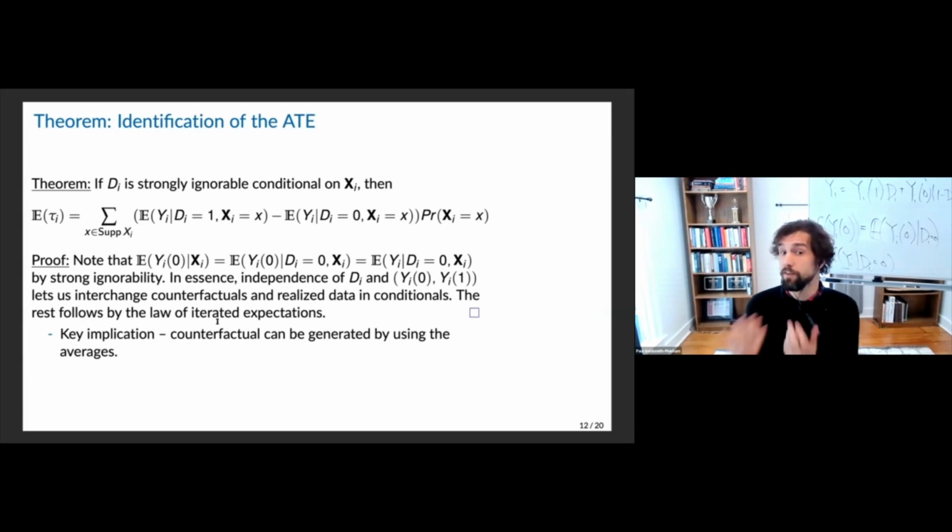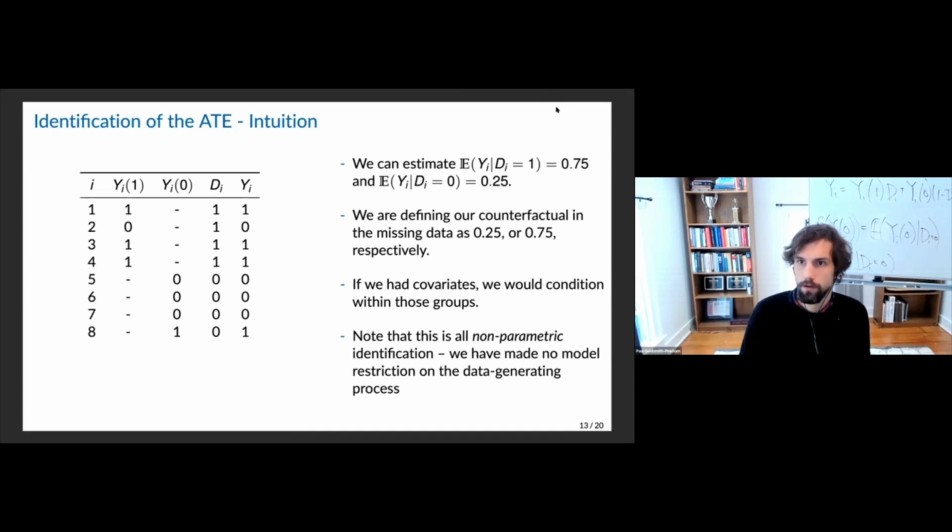So this is pretty awesome in the sense that the strong ignorability concept has given us a way to generate counterfactuals using averages. But as we'll see over the course of this class, this is the punchline for everything. Everything is going to be trying to use something to figure out what the counterfactual outcome is. So just to hammer this point home, we can estimate the expectation of Yi for the treatment is equal to 0.75.